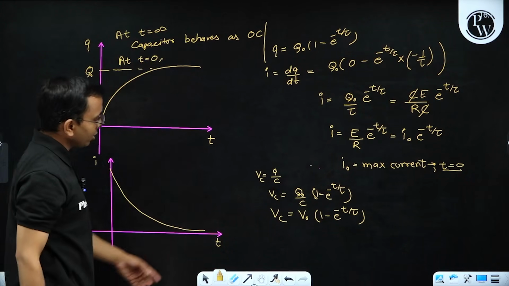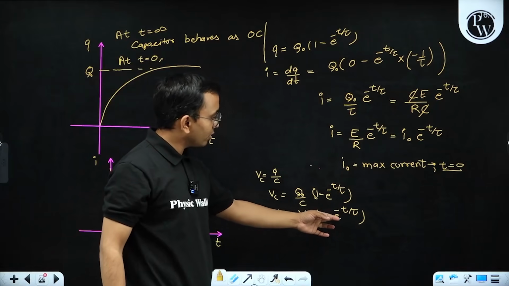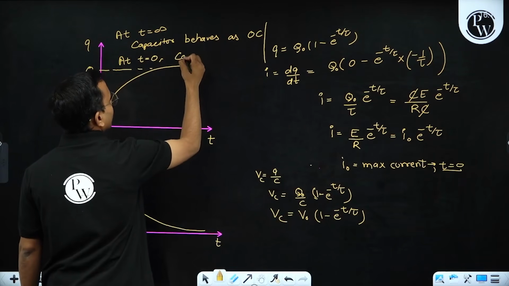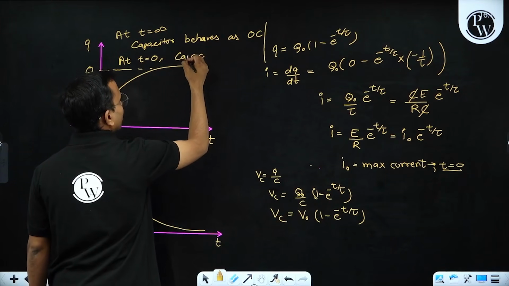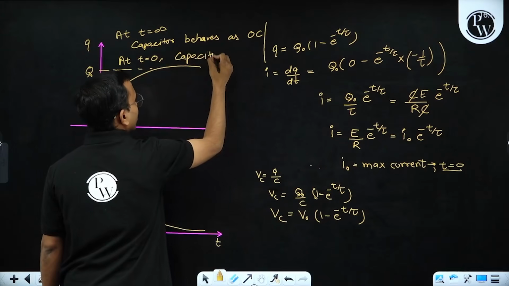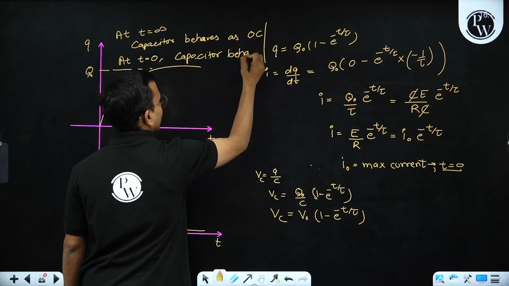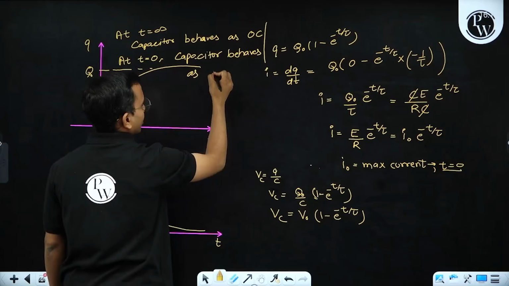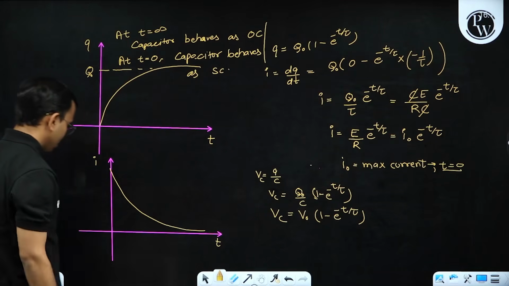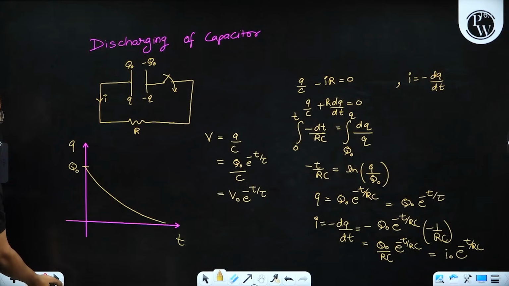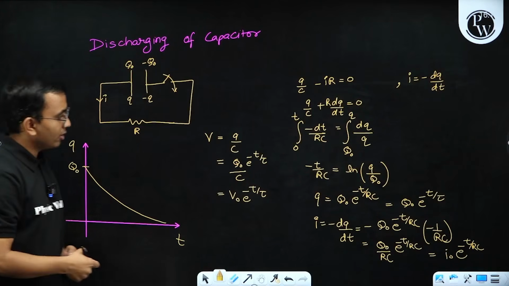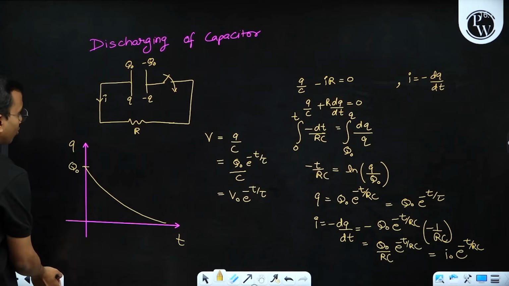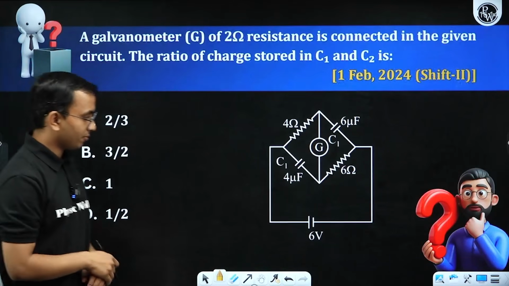Short circuit means potential is 0. If you put t is equals to 0 here, the potential will become 0. So capacitor behaves as my short circuit. This you should remember. Okay, everything is clear. Now we are moving to the questions part.